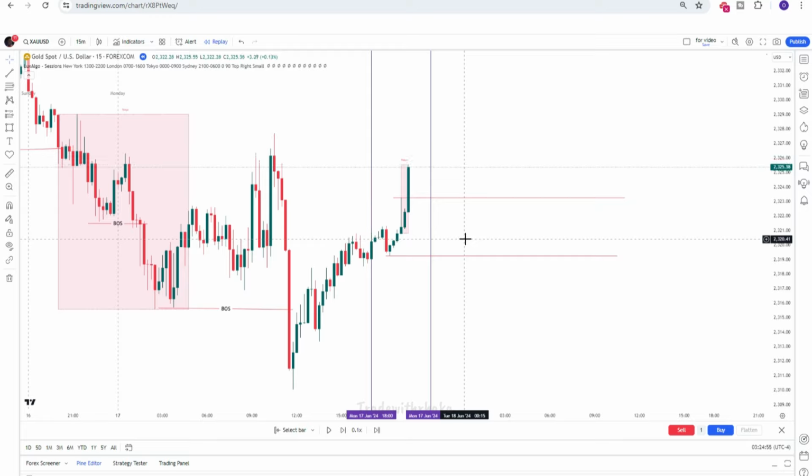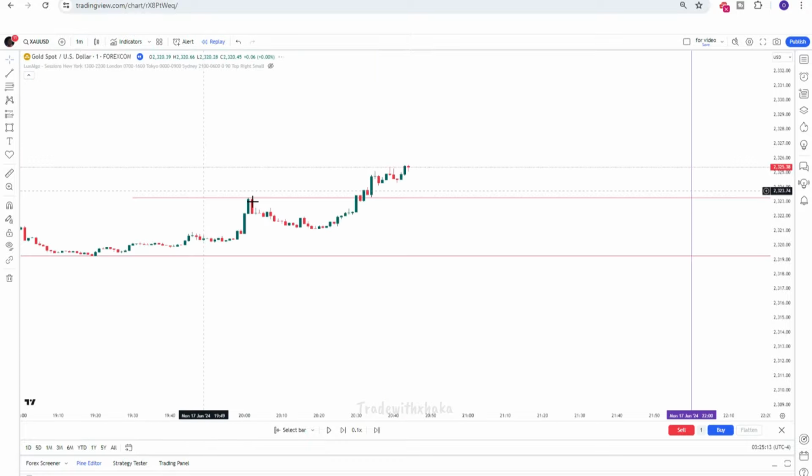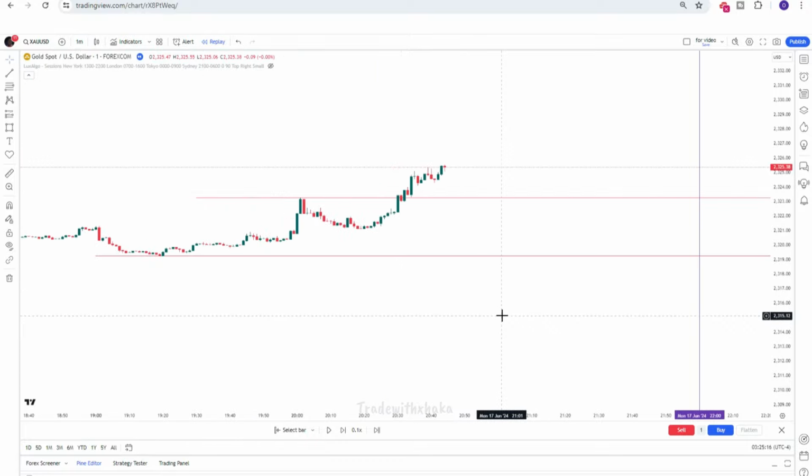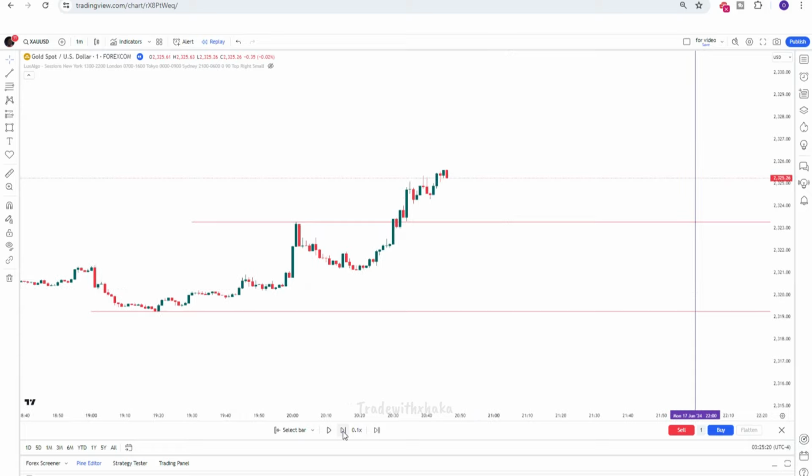I have a sweep. So totally now I'm grateful and I have confidence that I will win massively. I will now move to the 1 minute time frame to find a market structure shift with displacement. I hope this is clear. Moving from the 15 minutes time frame to the 1 minute time frame to find our entry model. So let's look for market structure shift.